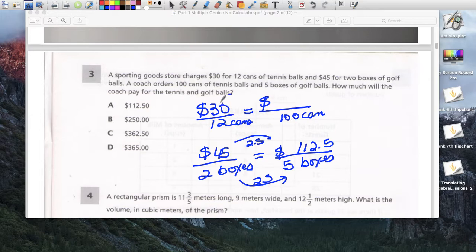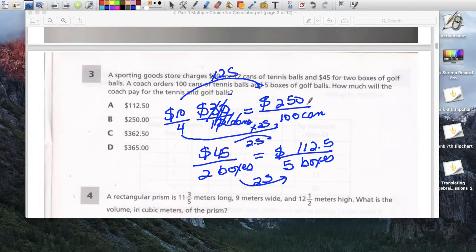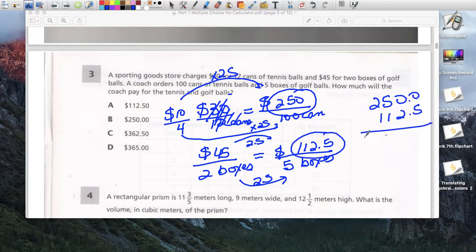And on top is a relationship here. Nothing times 12 is 100, but I can simplify this. I'm going to divide this by 3. I get 10, and I divide this by 3, and I'm going to get 4. Now there is a relationship, so I can ignore this for a second. And 4 to 100 is times 25. And on top here, it's also going to be times 25. So that's going to give me 250. So if I add 250 plus 112.50, I'm going to get $362.50. And that gives us choice C.